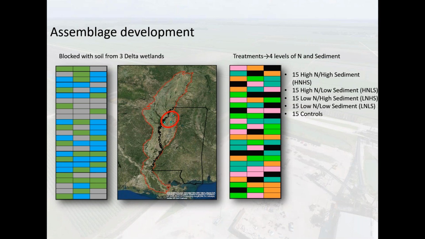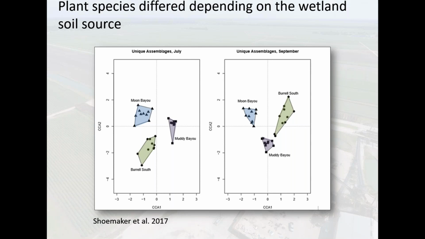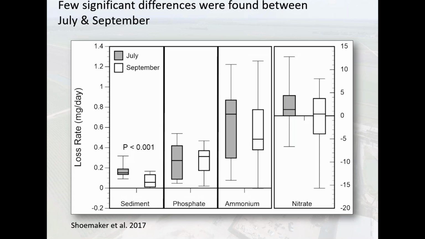So right now I'm going to present two different studies that took place in the mesocosms. The first looked at water quality dynamics in these systems after the applications of treatments in July and September of 2015. So this is in the first year of this study, because this ran from 2015 to 2016. And the second study that I'll present will focus on how these plant assemblages in turn responded to the various treatments.